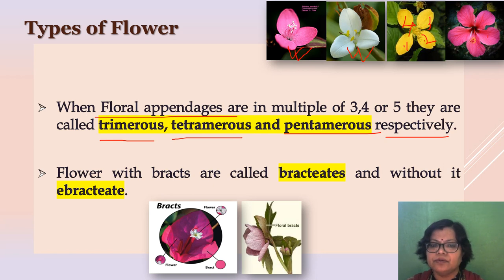And flowers with bracts are called bracteate, and flowers without bract are called ebracteate. In case of bougainvillea, the actual flower is this, the smaller one, and the bright red colored structure that we find, we think it is a part of the flower. It is actually the bract in case of bougainvillea, right?